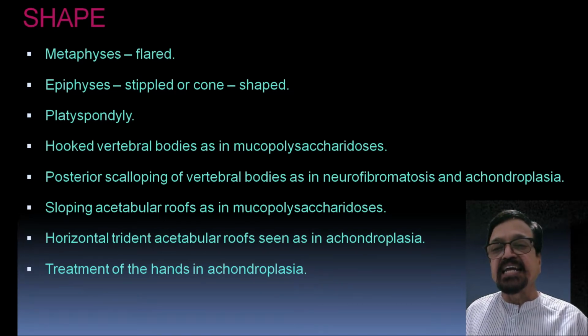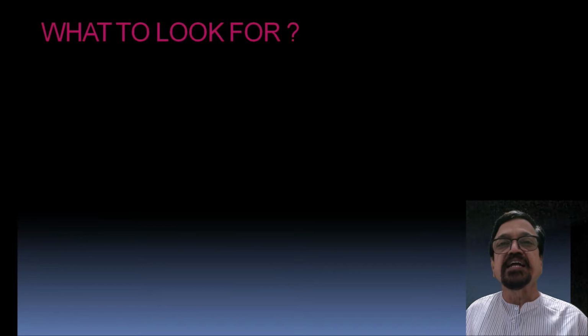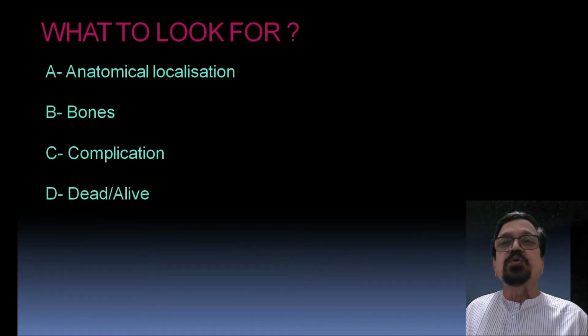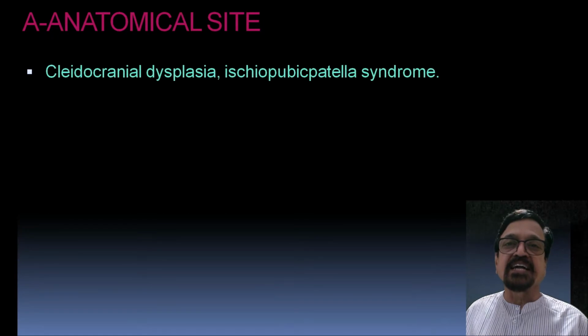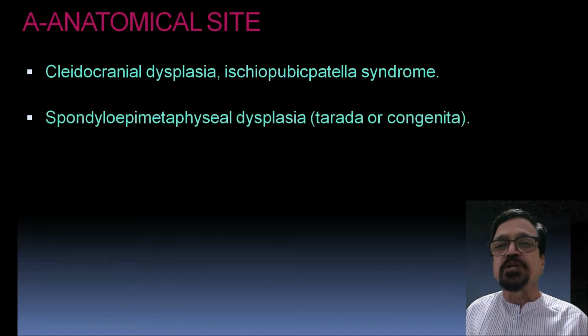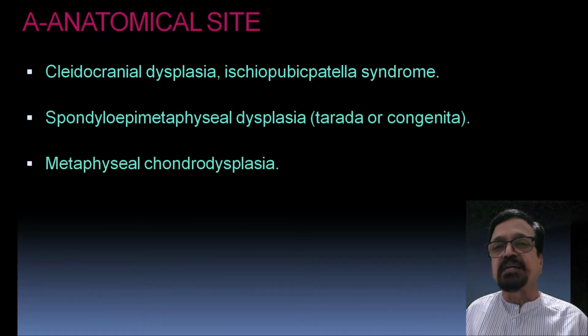Then the appearance of the hand in achondroplasia is again important. Then what to look for? One is anatomical location, bones, complications, and whether the fetus is dead or alive. That will give us an idea of what type of dysplasia we are dealing with, because some of the dysplasias are really fatal. Then cleidocranial dysplasia, ischiopubic patella syndrome, spondyloepiphyseal dysplasia tarda or congenita, and metaphyseal chondrodysplasia. These things we have to see.